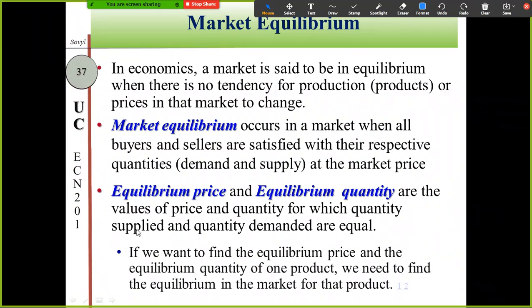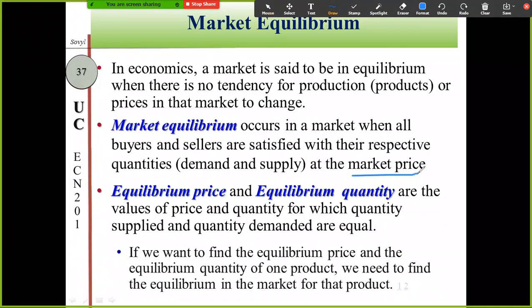And when quantity demand equals quantity supply, we call that the equilibrium quantity. Okay? So we want to find the price. When we get to equilibrium, we want to understand the price. What is the price that makes quantity supply and quantity demand equal?